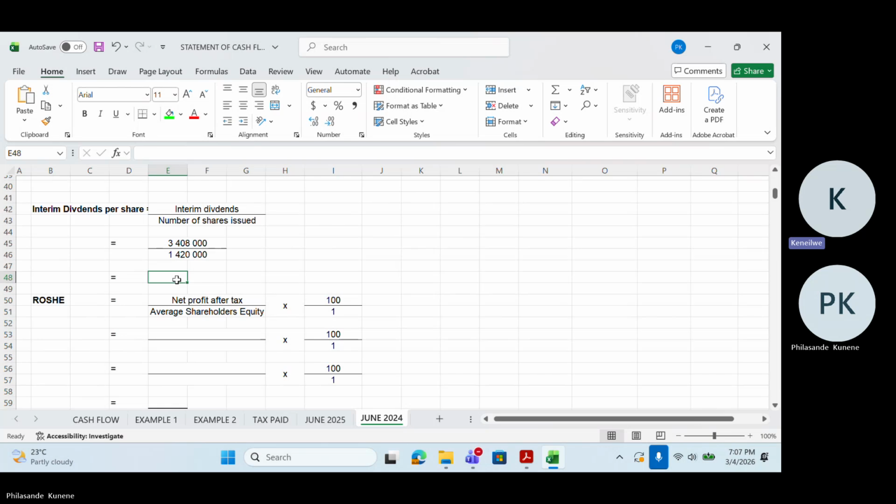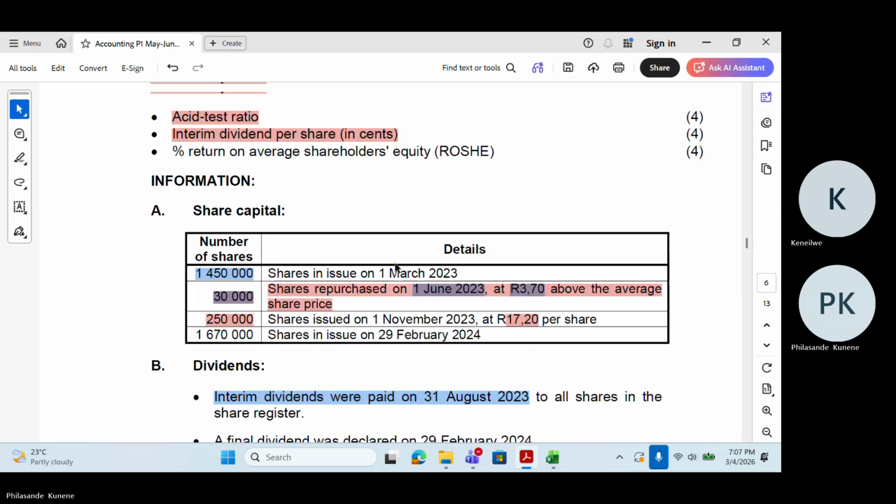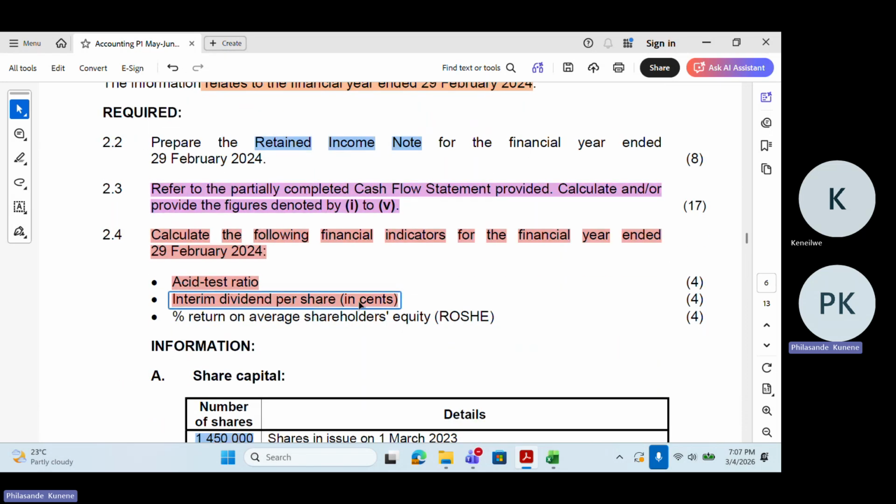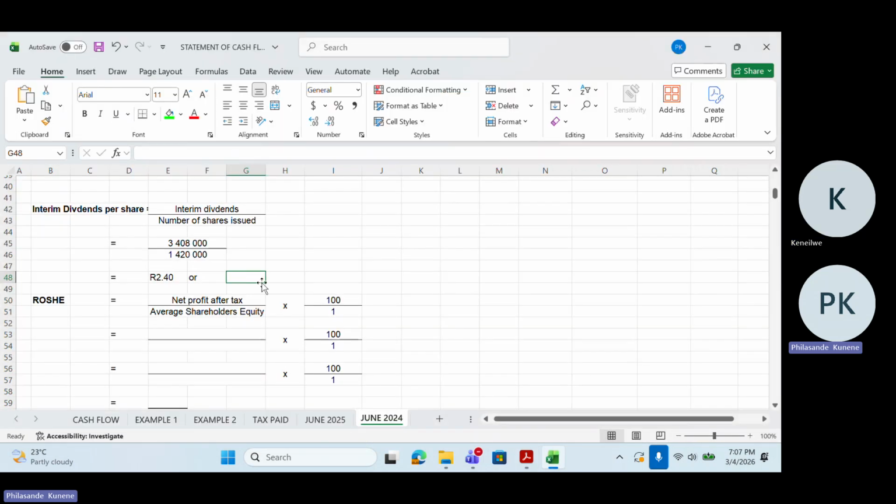R2.40. Yes, R2.40. Because what they wanted there, they wanted you to show this in cents actually. They said interim dividends per share in cents. Can you see that? So which means this is going to be 240 cents. You can also write it as 240 cents. But this is the answer, eh?